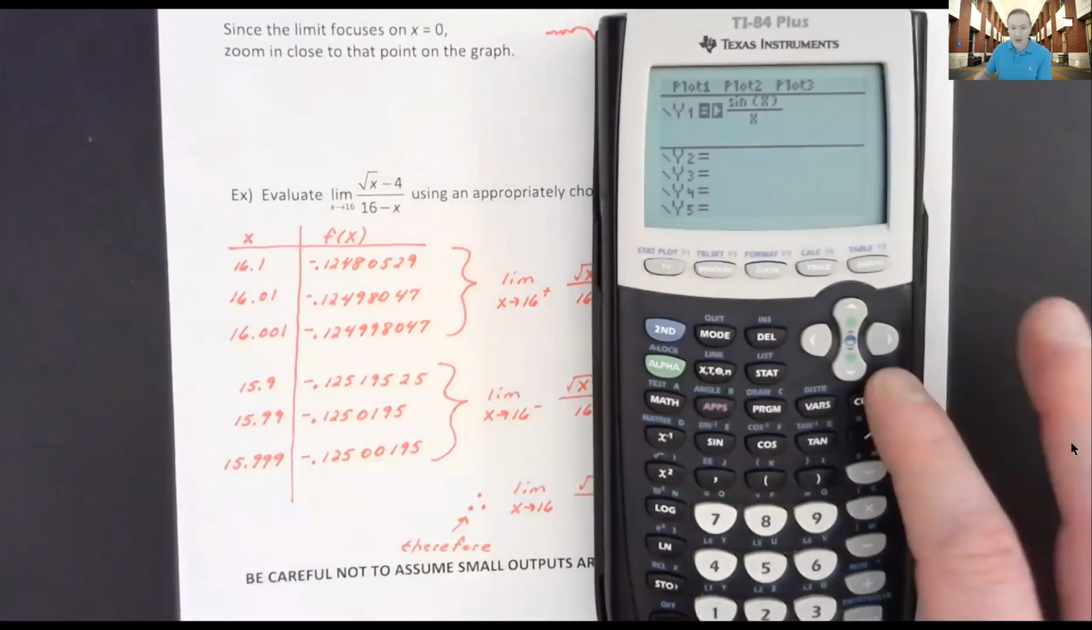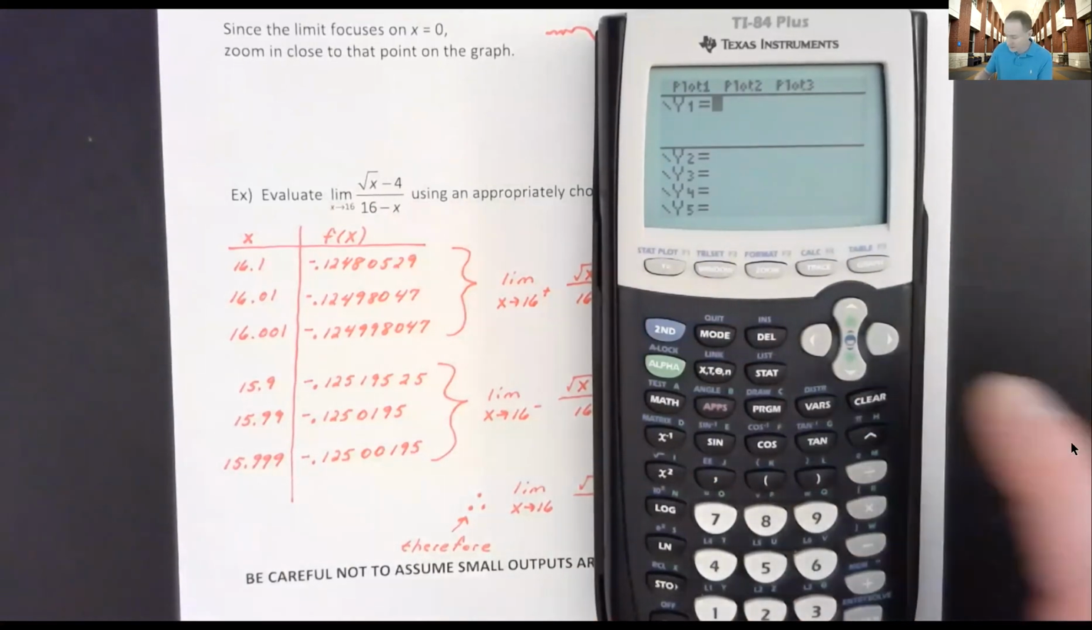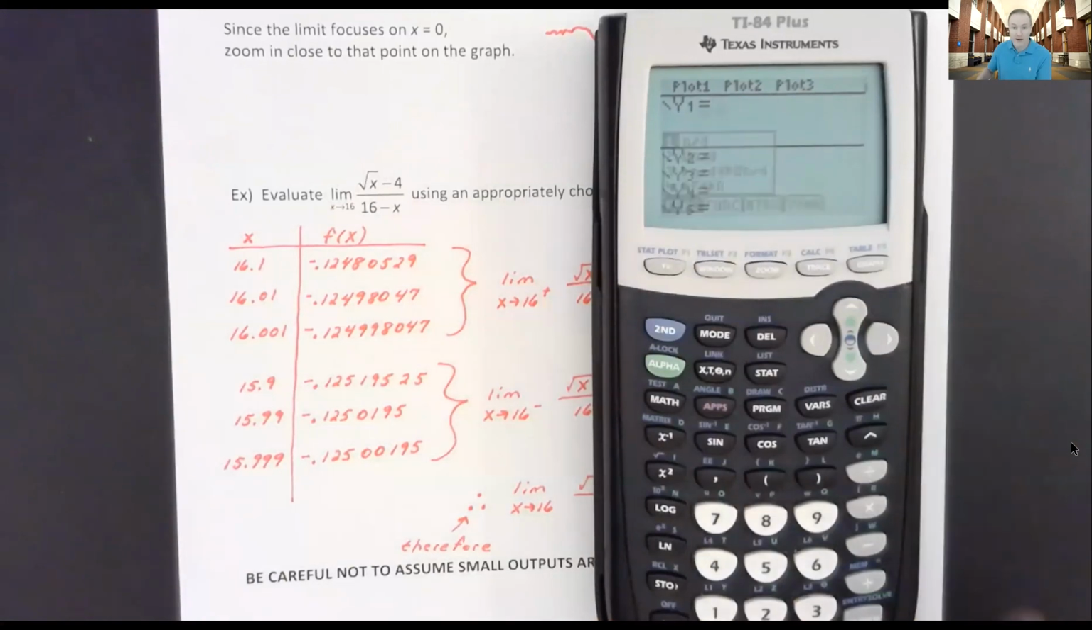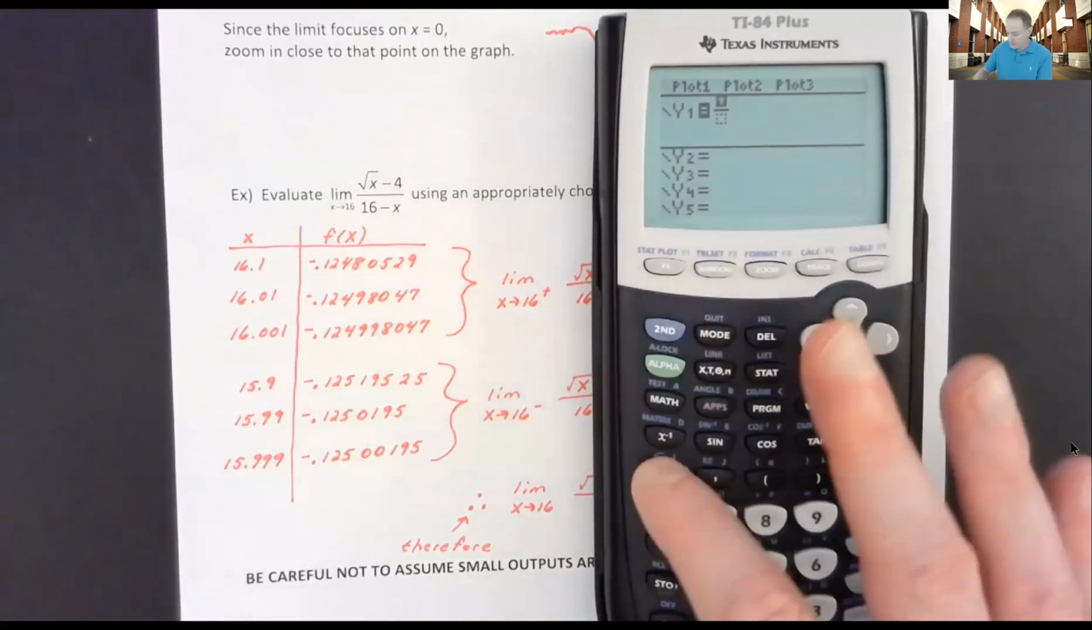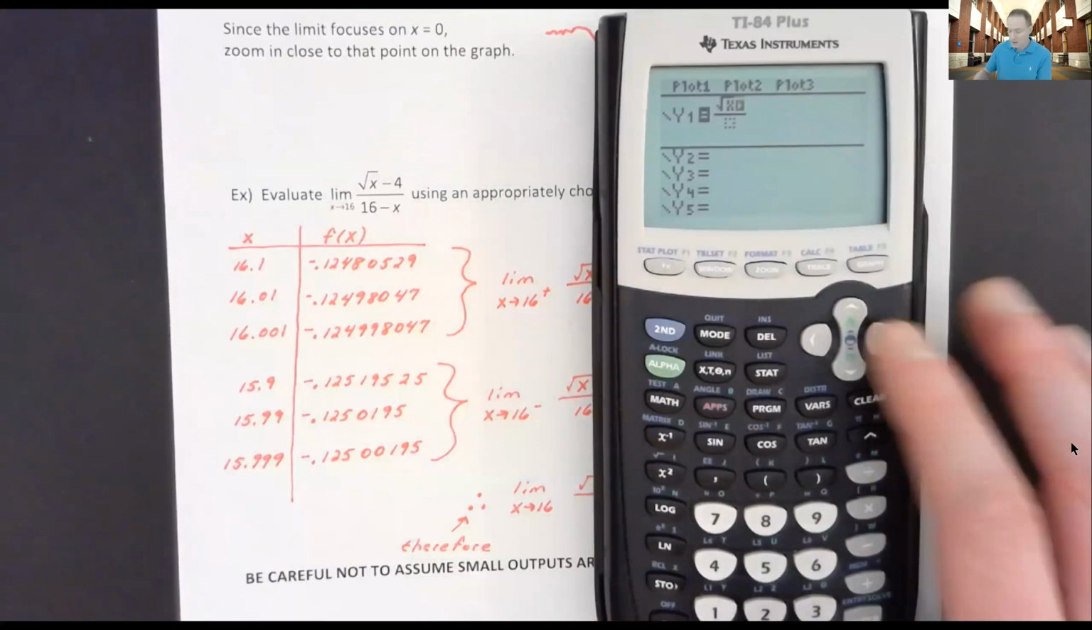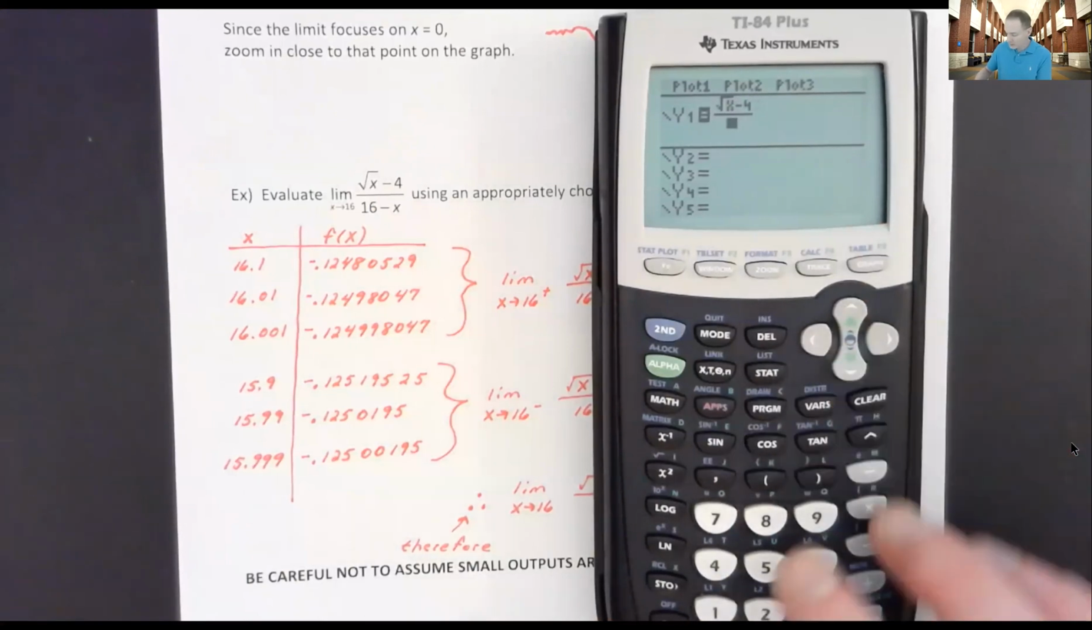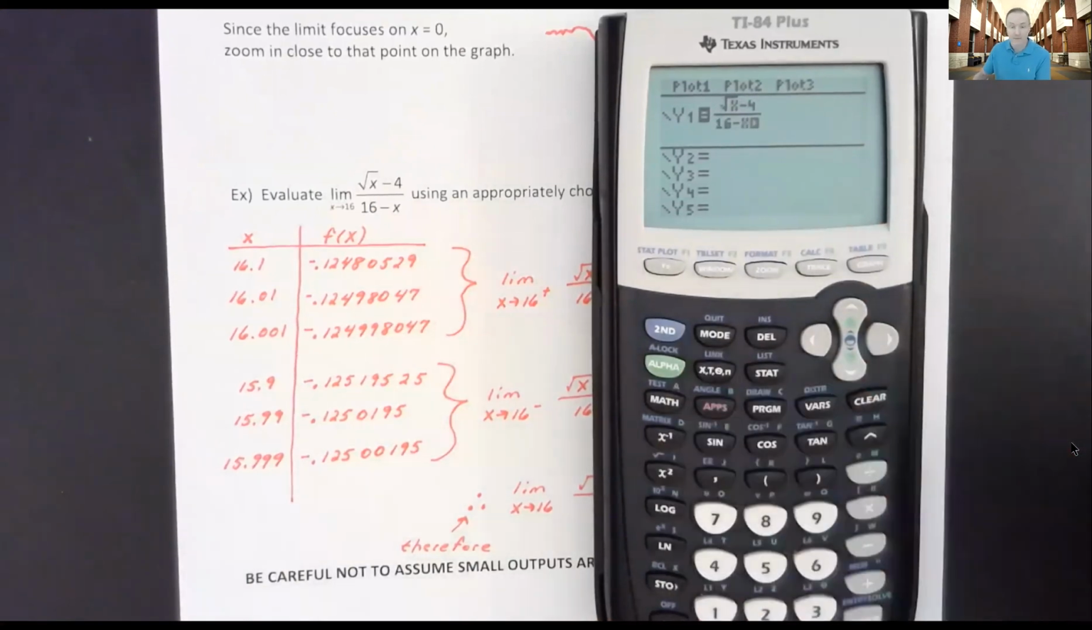Now I'll go back to y equals, and we'll type this question in. We still have a fraction. It's the square root of x minus 4, and then we're dividing that by 16 minus x. Get my function in, and we're trying to figure out what's happening as x approaches 16.